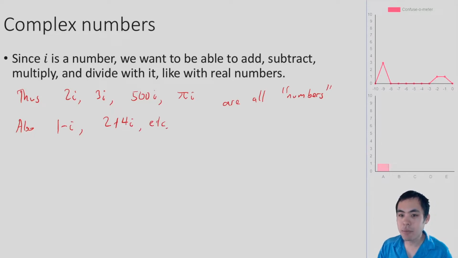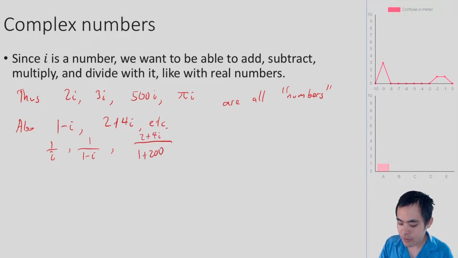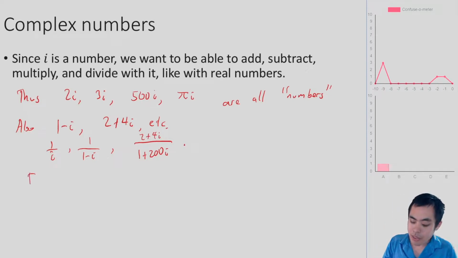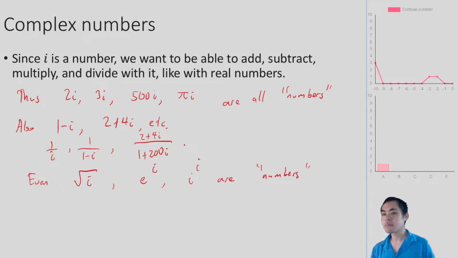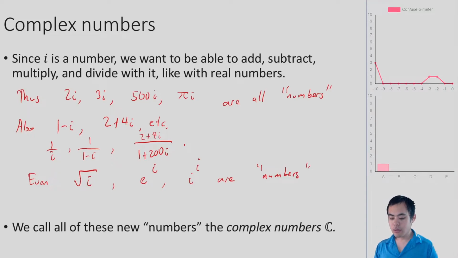And also the slightly more complicated ones, like 1 over i should also be a number. 1 divided by 1 minus i. 2 plus 4i divided by 1 plus 200i. So these are all numbers. These are all complex numbers in this new system. Even, as we'll learn later, the square root of i and e to the i and i to the i are numbers. And we call all these new numbers the complex numbers.